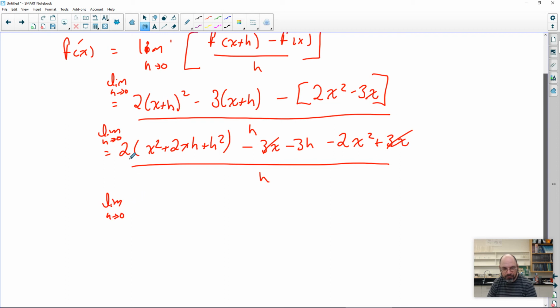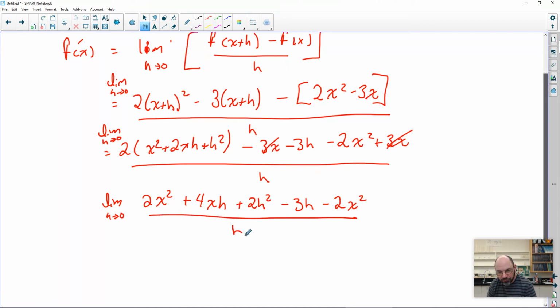Okay, when we do this, we've got 2x squared plus 4xh plus 2h squared. That's leapfrogging that. Okay, we've got minus 3h minus 2x squared all over h. Okay, so this can cancel those two out.